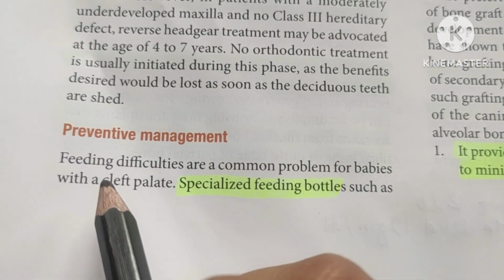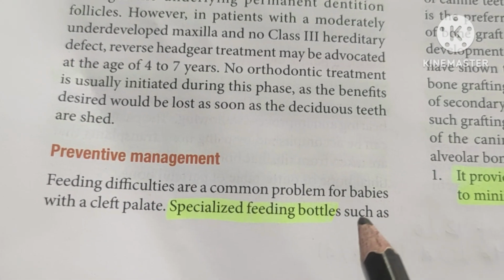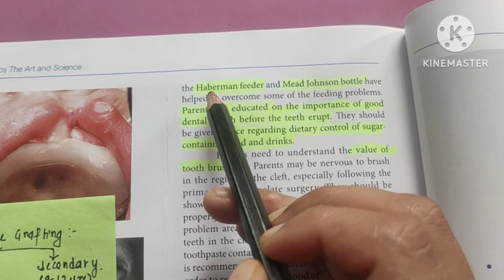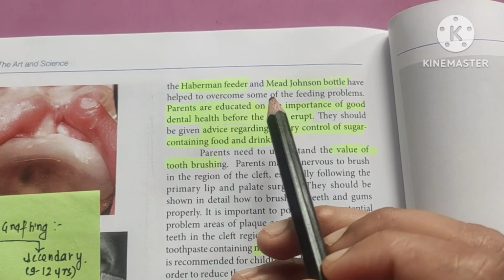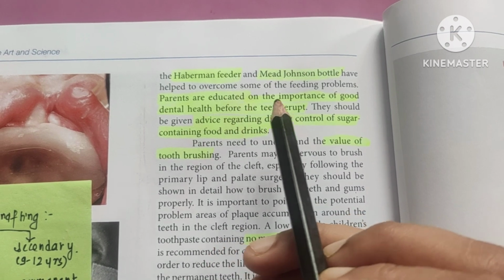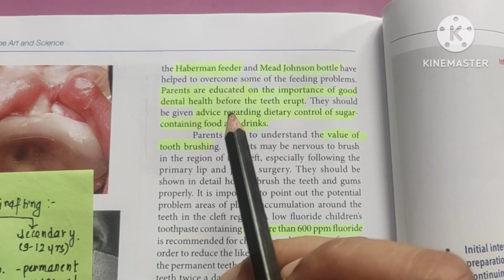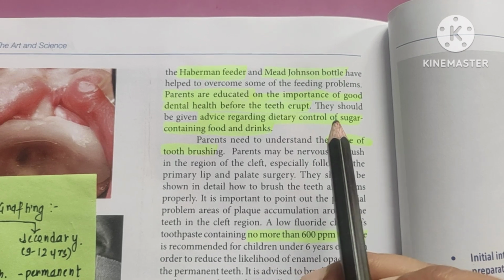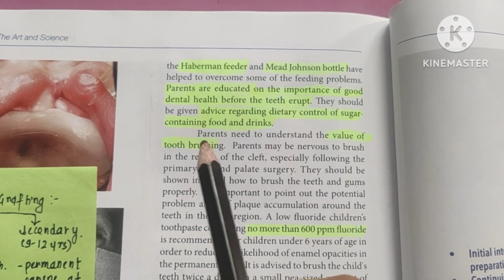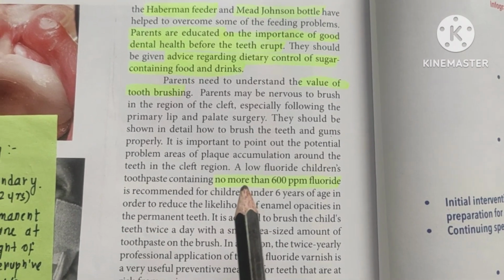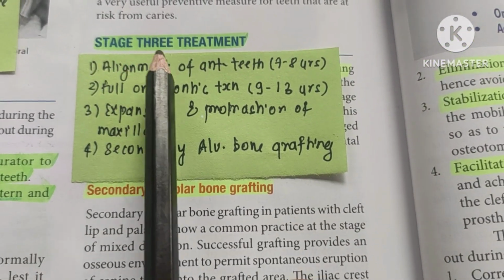Similarly, the preventive management. Feeding difficulties are common problems for babies with a cleft palate. Specialized feeding bottles such as the Haberman feeder and the Mead Johnson bottle have helped to overcome some of the feeding problems. The parents are educated on the importance of good dental health before the teeth erupt. They are given advice regarding dietary control of sugar-containing food and drinks. The parents should also understand the value of toothbrushing, and they should use fluoride not more than 600 parts per million.